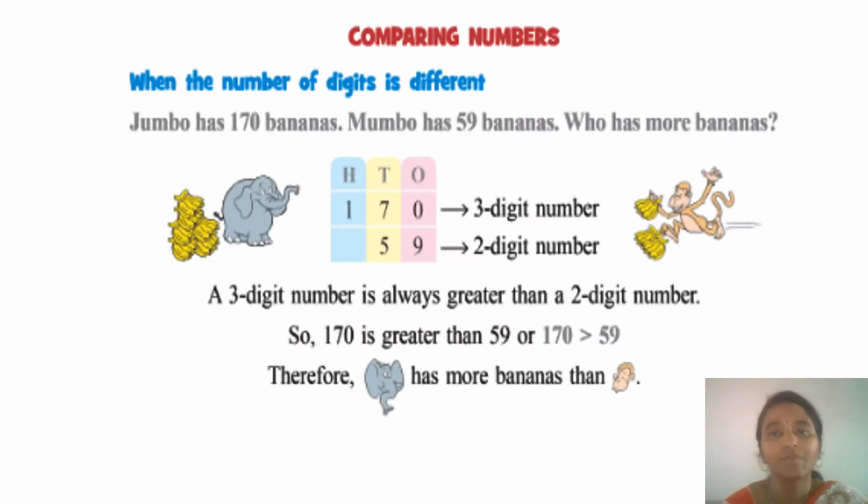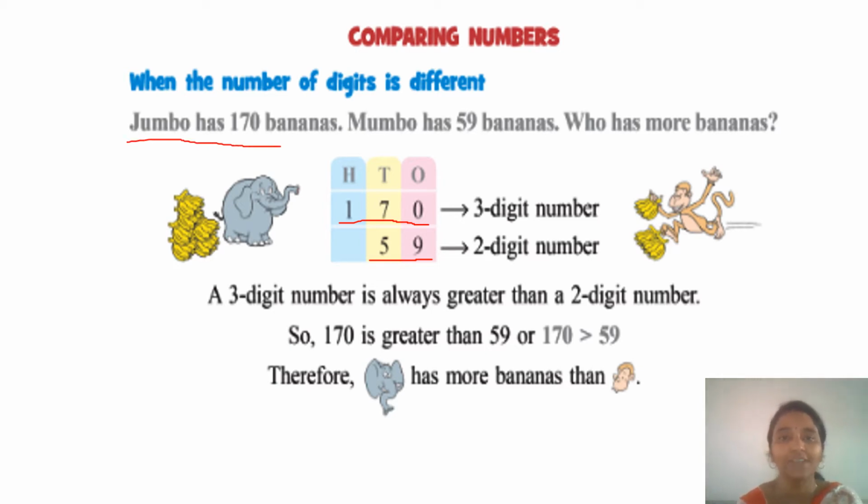Now our topic is comparing numbers. If you are given two numbers, you have to compare which one is larger and which one is smaller. See the example given here. Here the number of digits is different. What are they giving? They are giving you a 3-digit number and the other one is a 2-digit number. In this case, the 3-digit number will always be greater than the 2-digit number. Isn't it right? Yes or no? Okay, let us come to the sum.